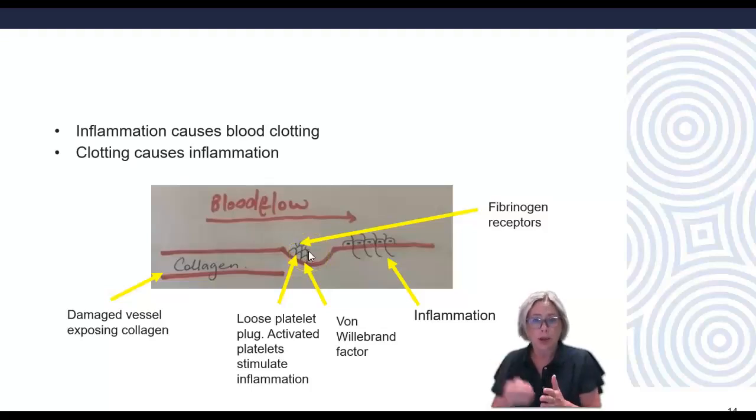And we know that wherever blood is flowing more slowly, you're going to have increased risk of clotting. So inflammation causes blood clotting. However, clotting can also cause inflammation, as we've mentioned. So here, if you have a damaged vessel, that exposes that collagen, then you're going to get the whole process of platelet activation, platelet aggregation, and the formation of loose platelet plugs. And these platelet plugs then stimulate inflammation.